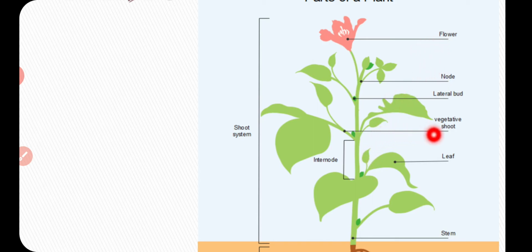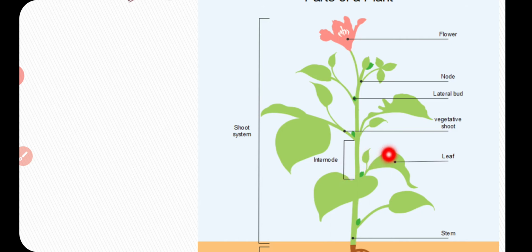So what are nodes and internodes? See here, when there is a main stem present, a branch grows out. The point where the branch grows out is called a node. The difference between two nodes is called an internode. Understood? The place where the branch grows is called a node, and the gap between two branches is nothing but an internode.